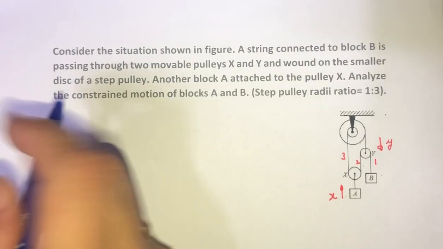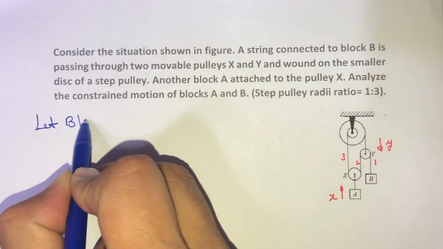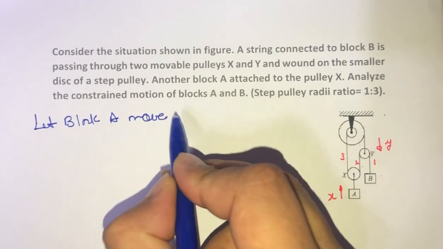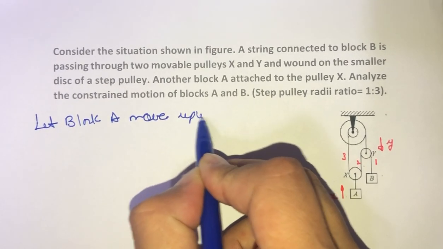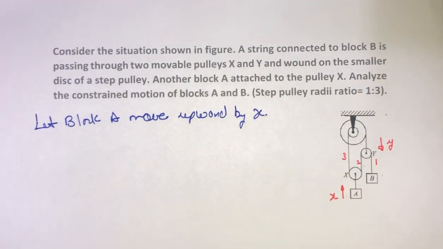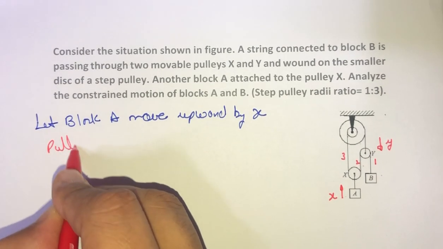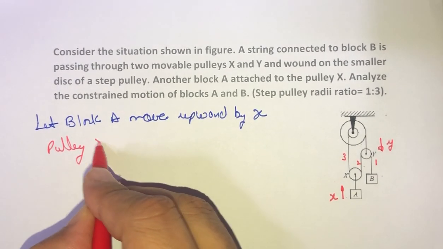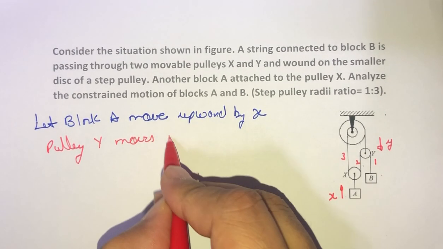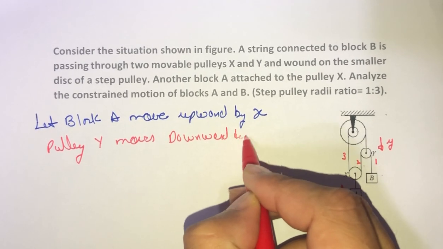So we write this as: let block A move upward by x, and pulley Y move downward by y.